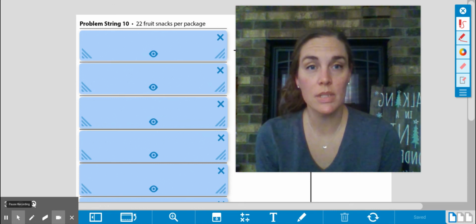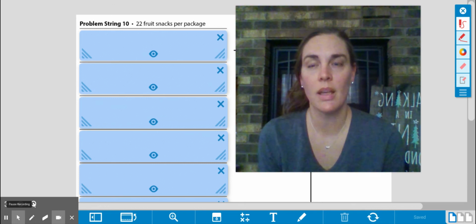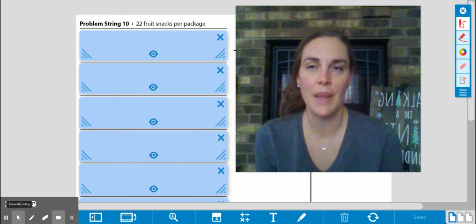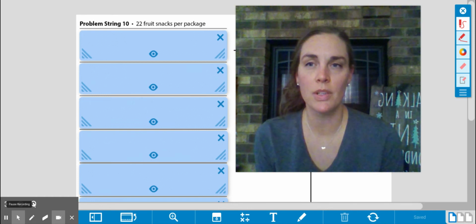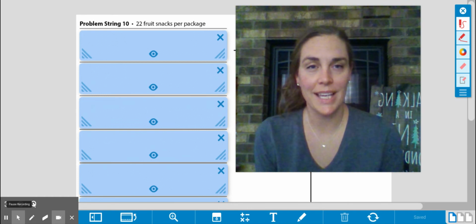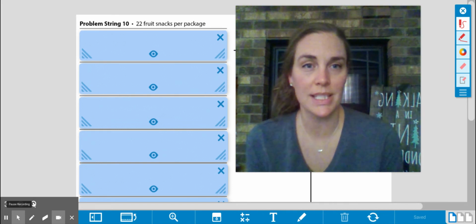All right, number corner today is a problem string. So I need you to get out your number corner book. You're opening it to the problem string workspace in that middle back part of your number corner book and looking for page A10. You're going to add the date and be ready to get started.